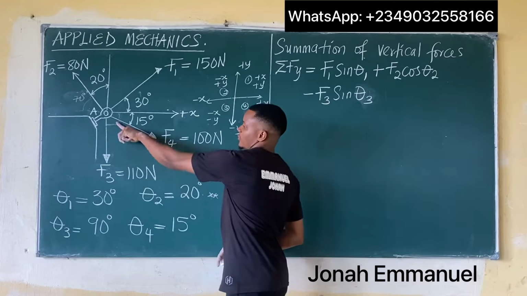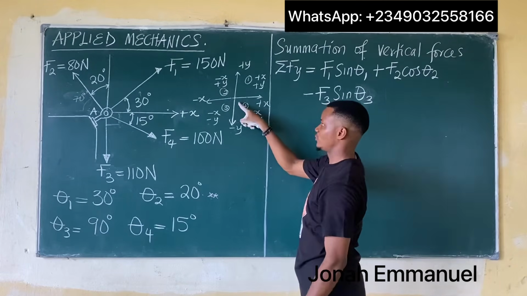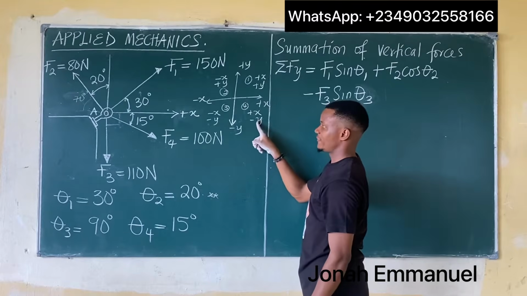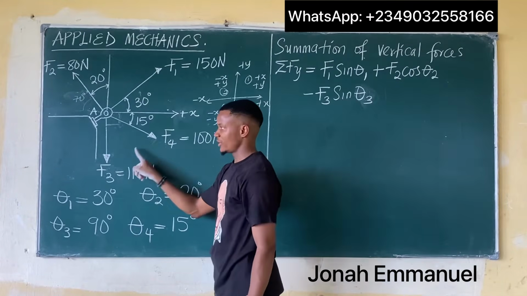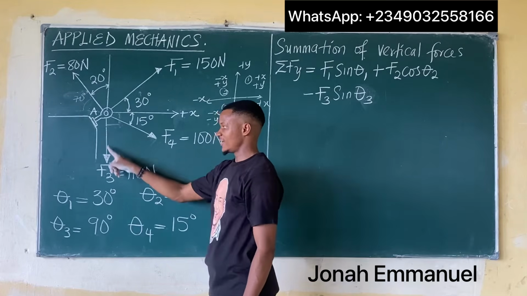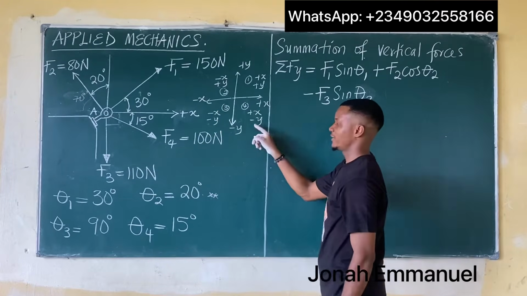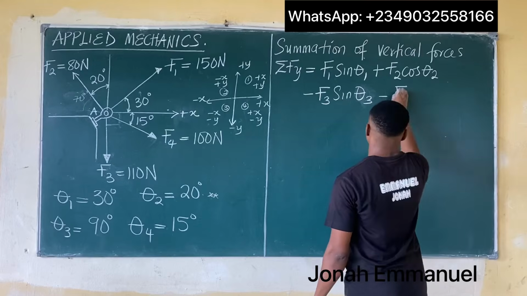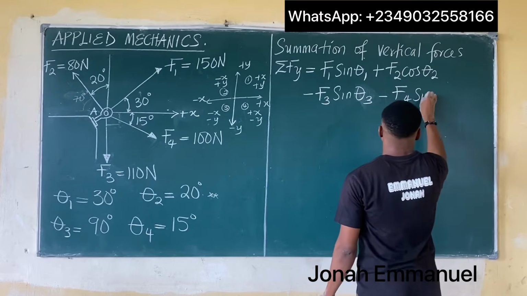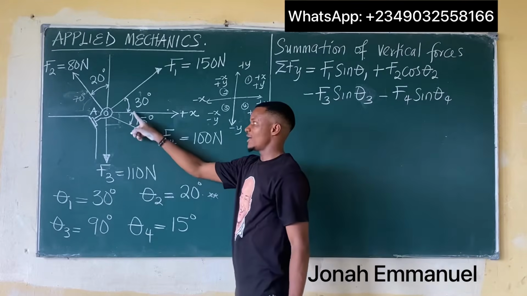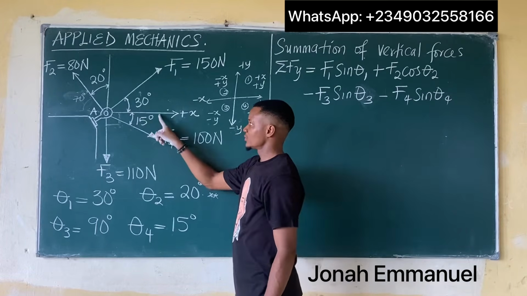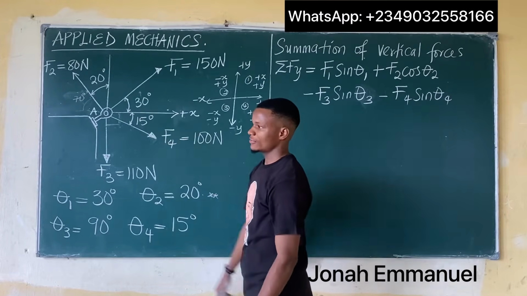Finally, F4 this way. For this quadrant 4, if you resolve this to the vertical, that will be this way, which is negative of y. So negative of y becomes minus F4 sine theta 4, because the angle of inclination is to the horizontal.